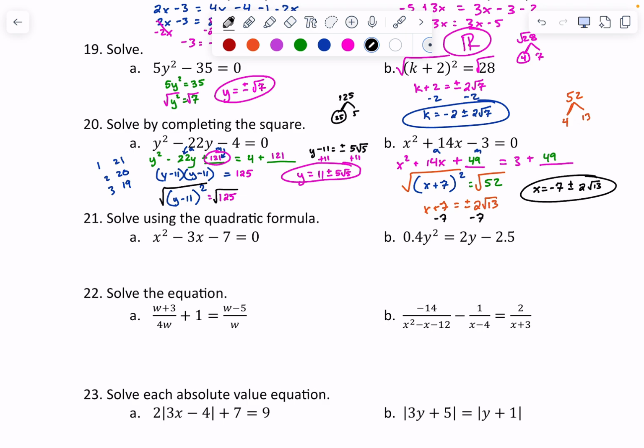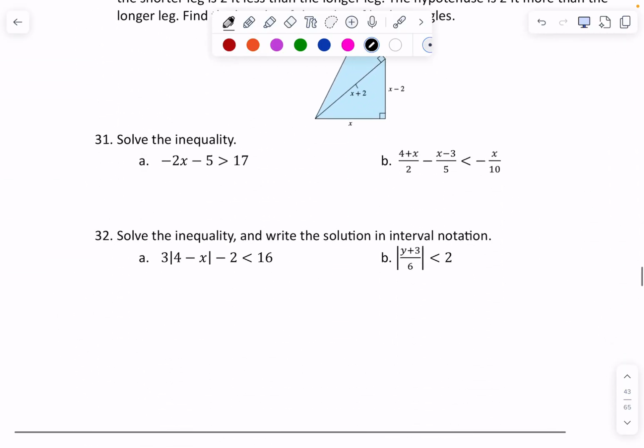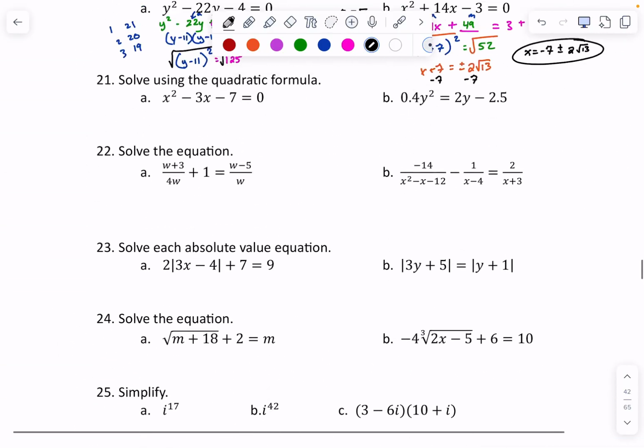Quadratic formula. No. Woo! Why did you give us so many of this stupid one? I don't know.